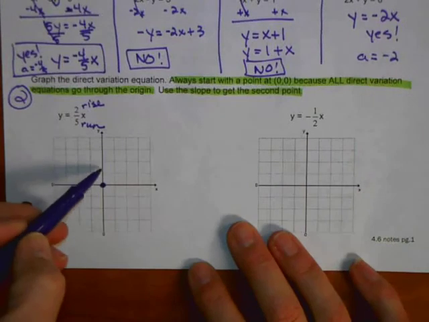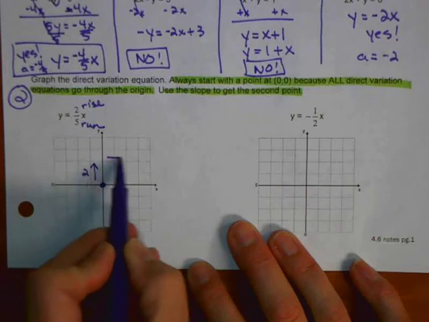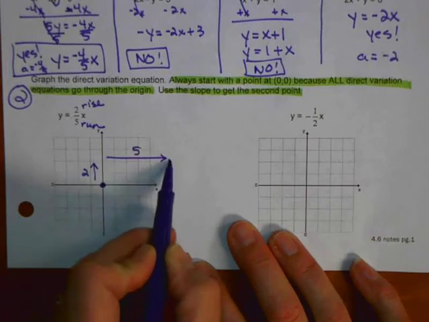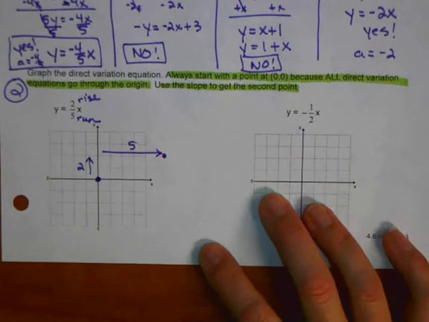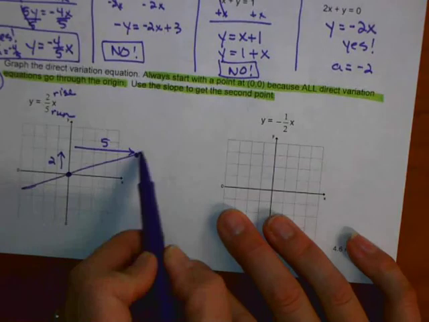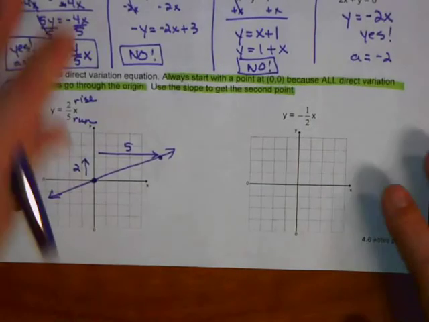All right. So maybe you did this already. From this point, I went up 2 and over 5. And so what if I go off the graph? I'm just going to make a point there. Up 2 over 5. There we go. Boom. Done.